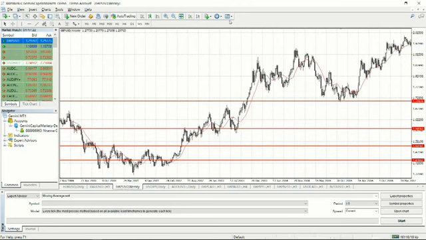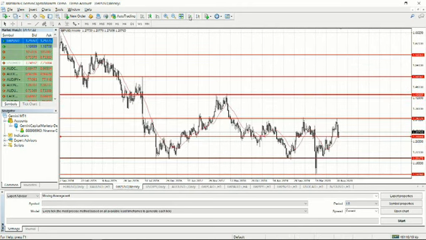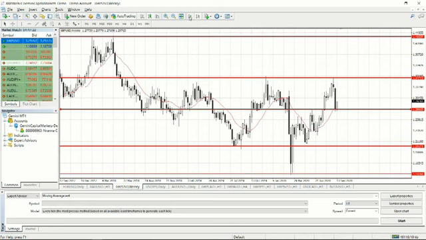Another type of support and resistance that we will not cover in this course is trend lines. Remember, all of the support and resistance we've been talking about are horizontal support and resistance, so straight lines. Trend lines are diagonal support and resistance. They are not straight lines.